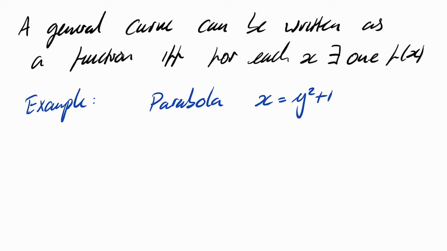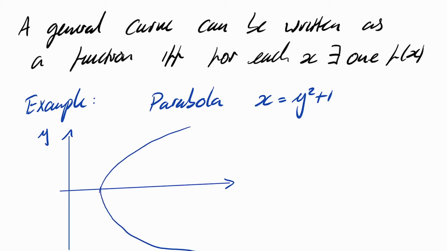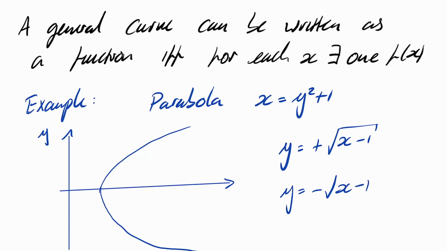Okay, so let's draw what that parabola looks like. Now to write this as a function, we actually need two different parts of it. We need a top part and a bottom part, because as we see as it's drawn here, each x value actually corresponds to two numbers. So we need y equals plus the square root of x minus 1 if we want to write it as y equals f of x. And the bottom half is y equals minus the square root of x minus 1. The function at the bottom corresponds to this lower portion, and the top corresponds to the upper portion. So this particular curve requires two functions to describe it properly.